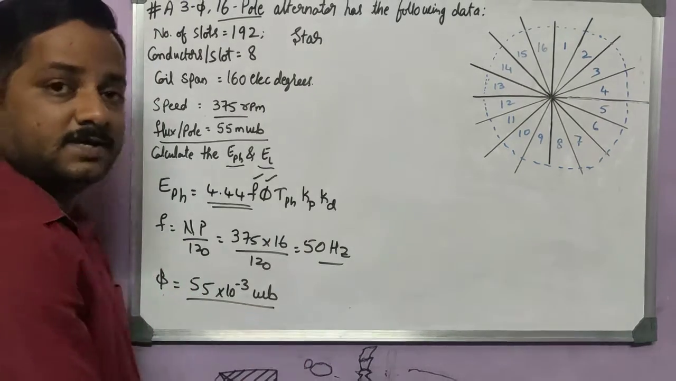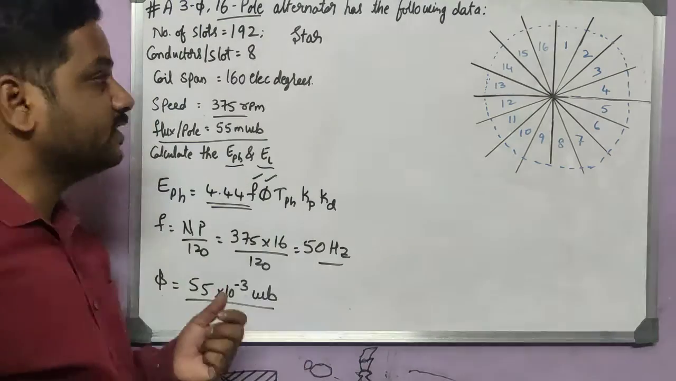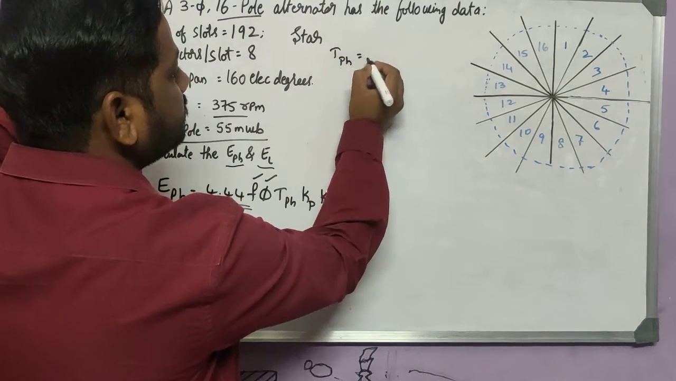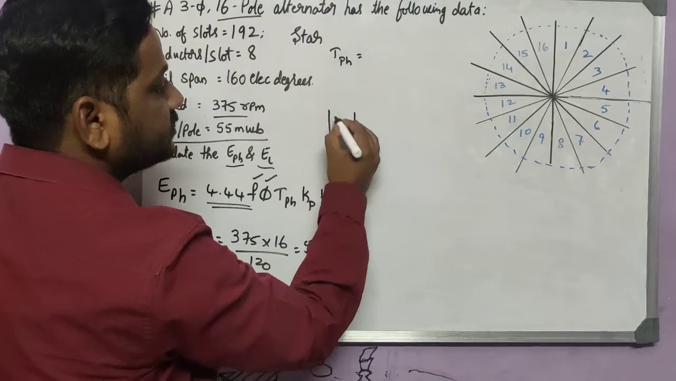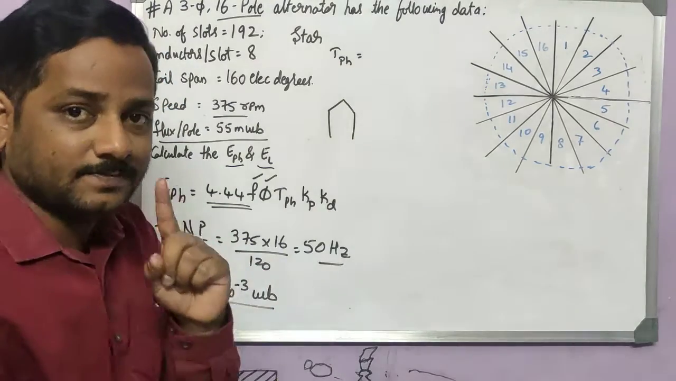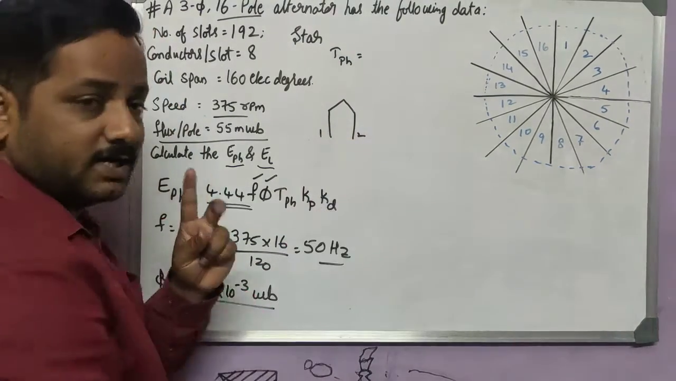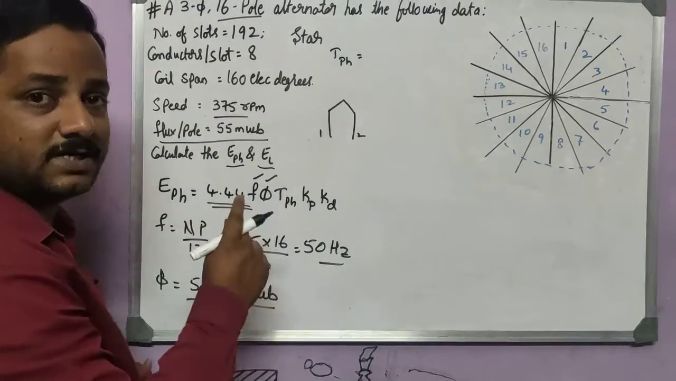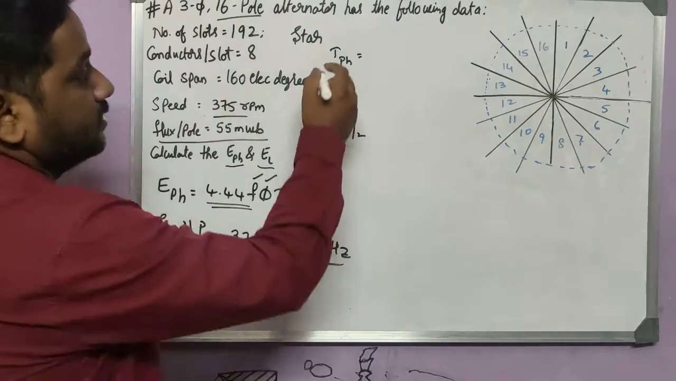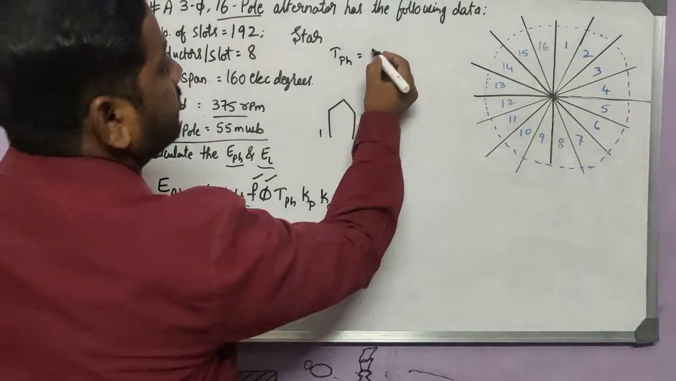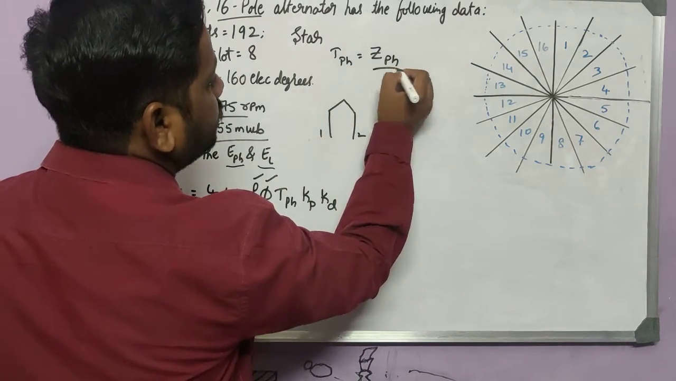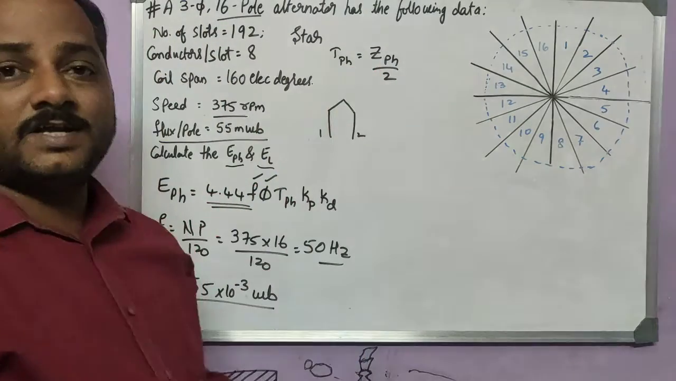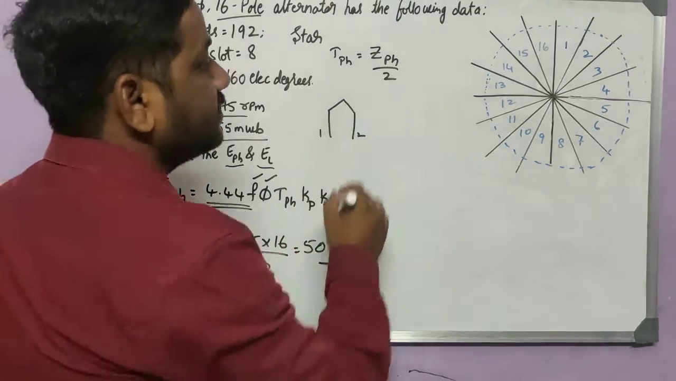Next we need to find turns per phase. T phase is nothing but, if I combine two conductors together, then that is called one turn. If I have 1 and 2, two conductors, and if I connect them together, then it is called one turn. Means for one turn, we will have two conductors. So turns per phase, what can we write? We can write Z phase by 2. If I have two conductors, I will get one turn. So T phase is nothing but Z phase by 2.